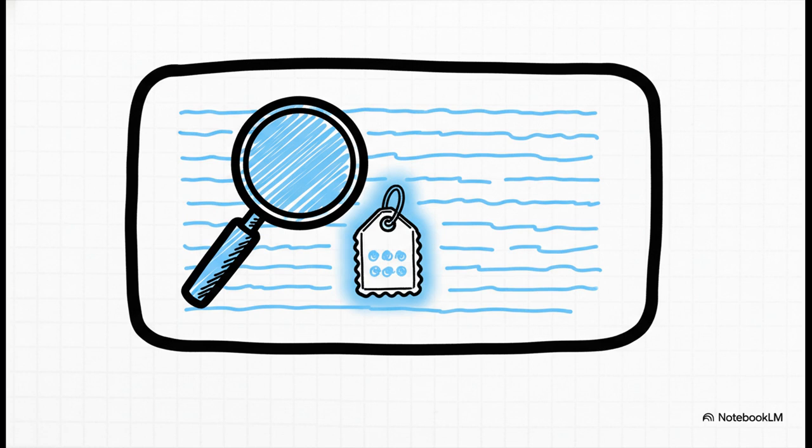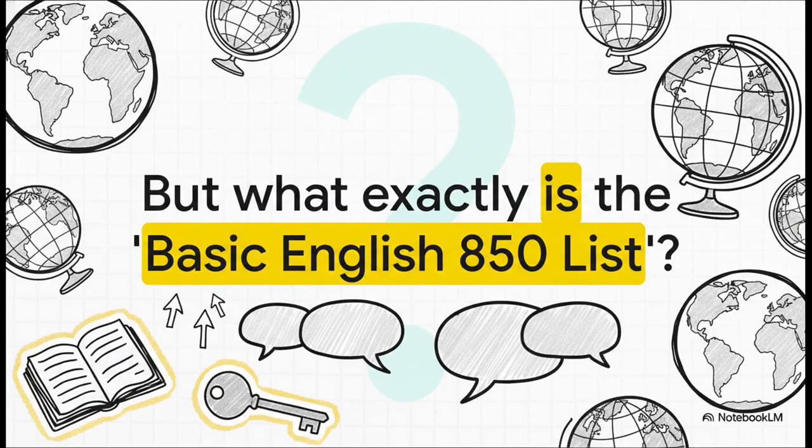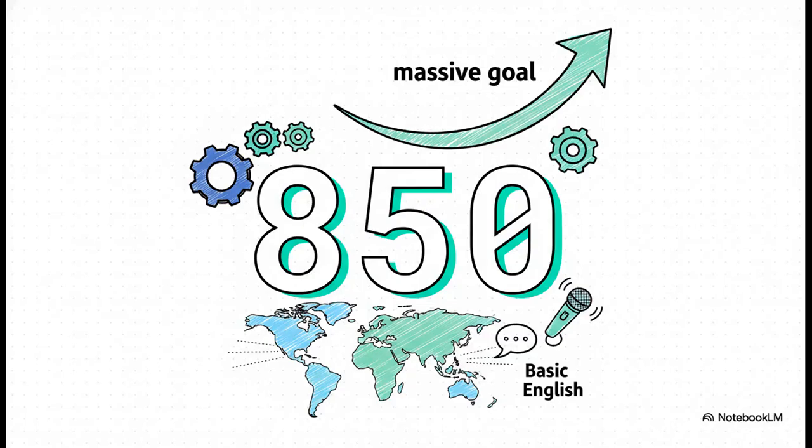It's the key. So, I know what you're thinking. What in the world is the basic English 850 list? It definitely sounds important, doesn't it? Well, guess what? It is. Just look at that number, 850. Let that sink in for a second. 850. That is not a random number. It was picked very, very carefully for a really big reason.